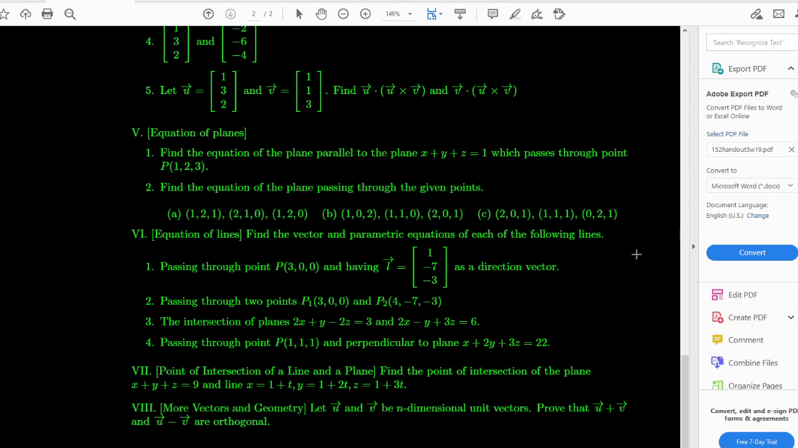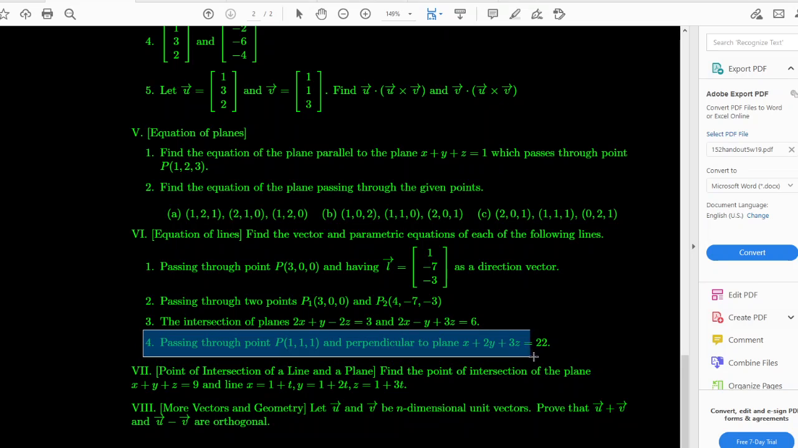Any questions? If you don't have any questions, we'll move on. Okay. I think question 4 is simple. You just need to visualize the meaning.